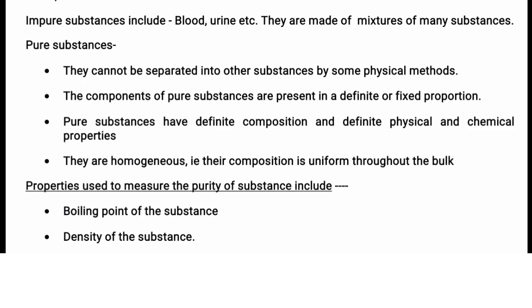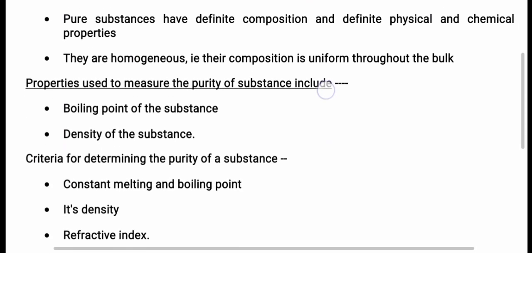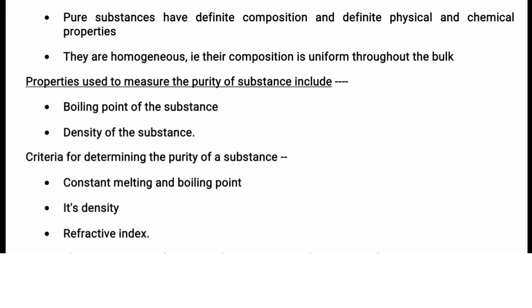Properties used to measure the purity of a substance include the boiling point. The boiling point actually determines the purity of a substance. Like water, you know that it boils at 100 degrees Celsius. That's the purity. So anything higher or lower than that means that the water has been adulterated, in the sense that another substance has been added to it. It is no longer pure. So that's why the boiling point is used to determine the purity of substances.